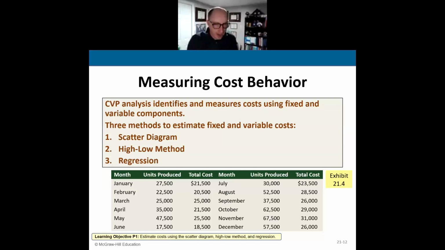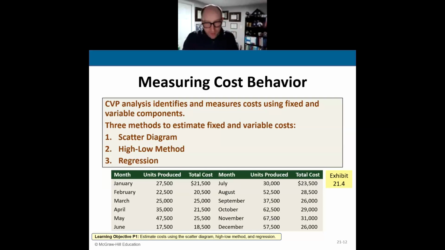So here we have a bunch of data. I got a whole year's worth of manufacturing data for this company. I got number of units produced and the total cost. Remember, total cost is fixed plus variable cost. All right? So we can see this data here. Number of units, the month, units produced, total cost. So try to remember this data, or at least look at it. All right? Just think about it.